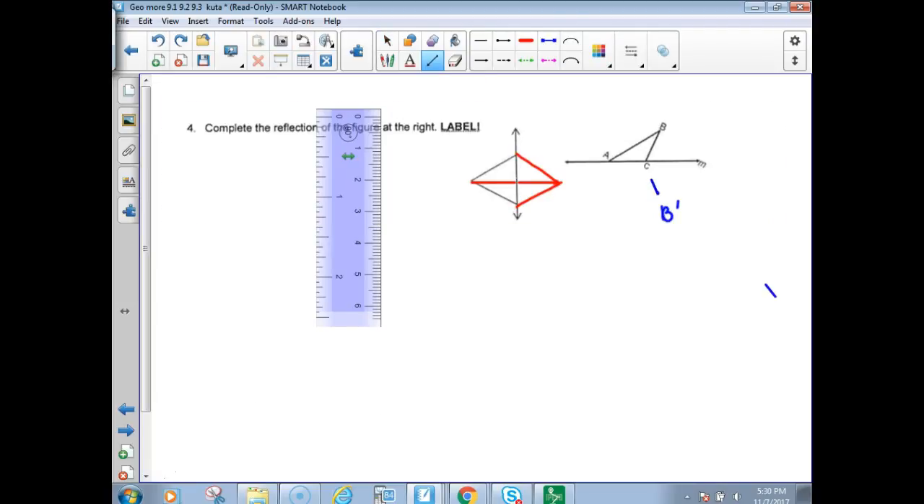Finally got the segment tool working here. All right, I'm going to C, which I'll label C prime, and A, which I'll label A prime. So there's our new figure reflected over the x-axis. And don't forget to label this C prime and A prime, since they're on the reflection line, they stay there.